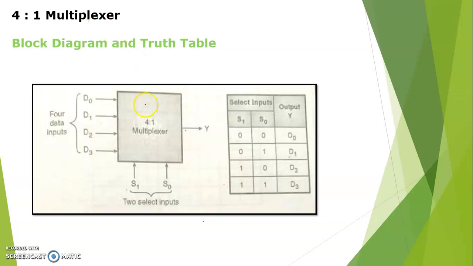Then the 4:1 multiplexer. In the 4:1 block diagram, we have 4 data inputs, 2 select inputs, and 1 output. The select inputs are 0 0, 0 1, 1 0, 1 1, and the data inputs are D0, D1, D2, D3. So this is a 4:1 block diagram and truth table for the 4:1 multiplexer.